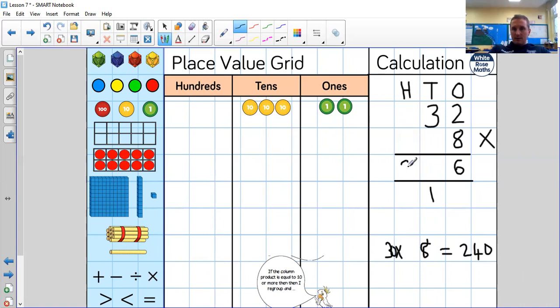So 256. 8, 80, 160, 240, and then we've got adding on the 10, 256.